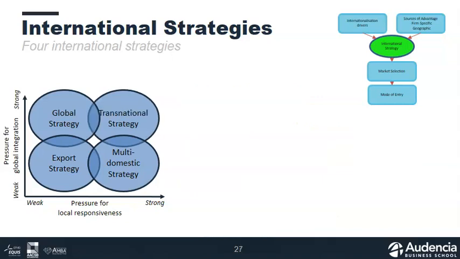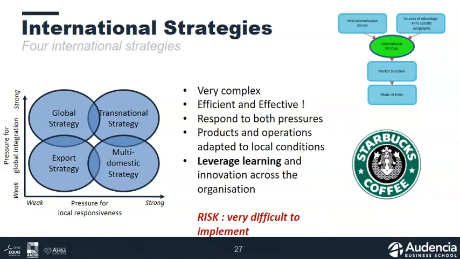And the last of our strategies is what's called a transnational strategy. And this is kind of like getting the best of both worlds type of strategy. It's extremely complex. We're trying to create an organization that can respond to local needs, but also provide us with efficiencies that we can get from global integration, so scale economies as well. So we're being both efficient in what we do, and we're being effective in the various markets.